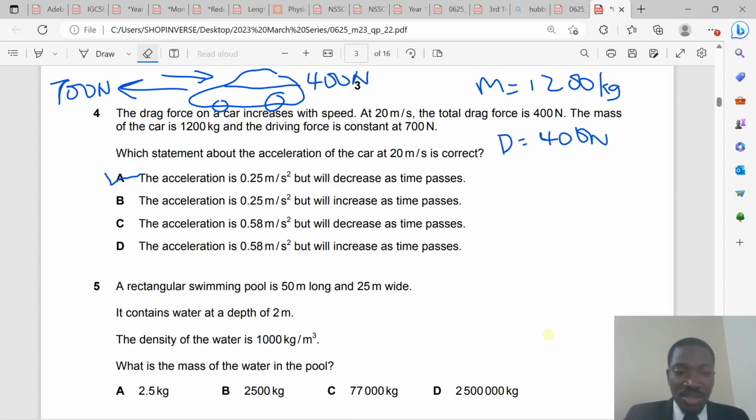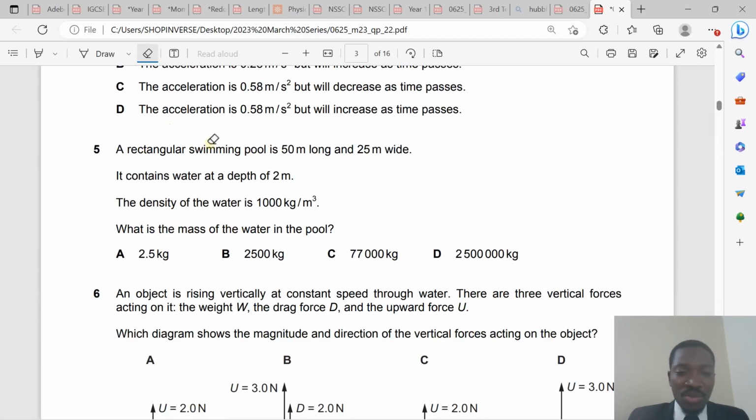Question number 6 says, a rectangular swimming pool is 50 meters long and 25 meters wide. It contains water at a depth of 2 meters. The density of water is 1,000 kilograms per meter cube. What is the mass of water in the swimming pool? How do you get the mass of water in the swimming pool?